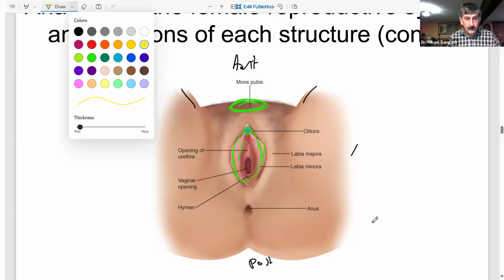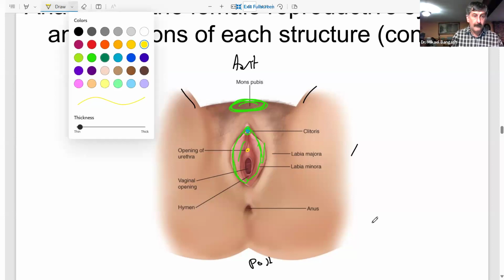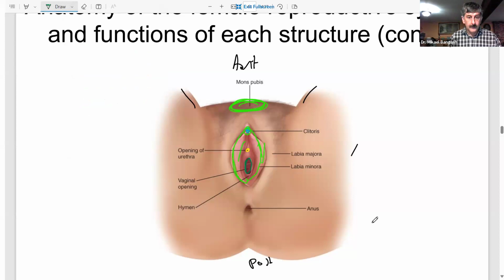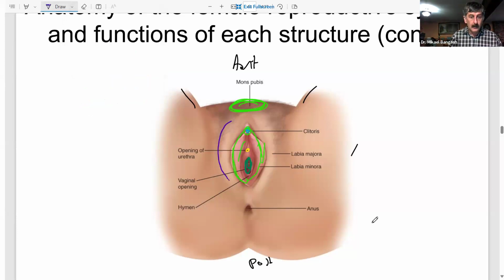We have the urethral opening here. The vaginal opening or vaginal orifice. And let's see this. And this will be your labia majora. Did you guys get that?